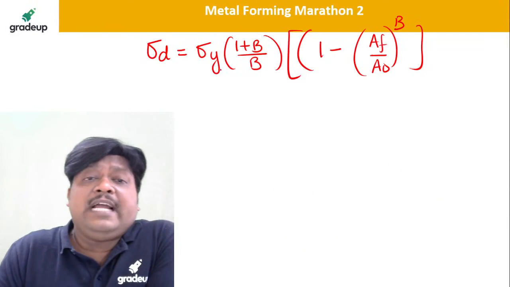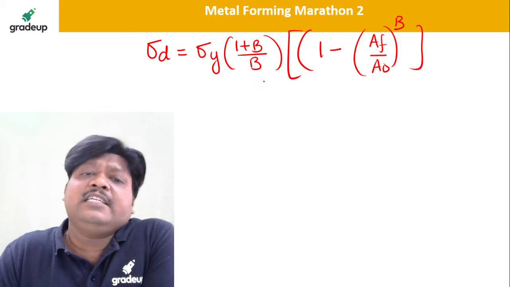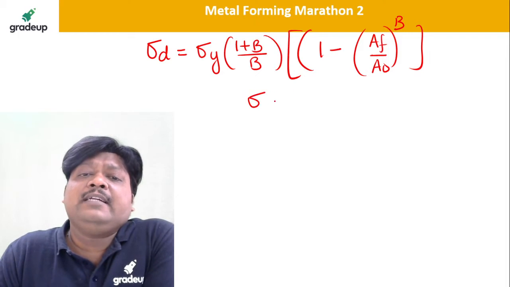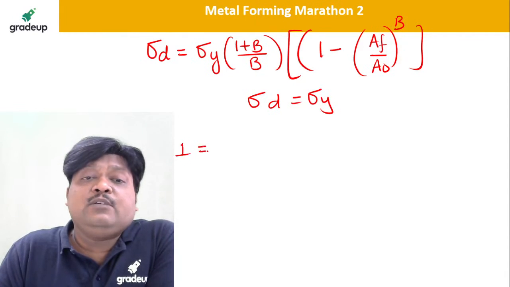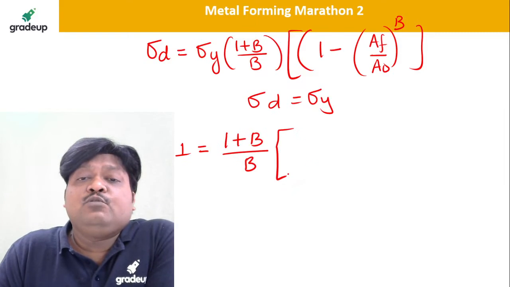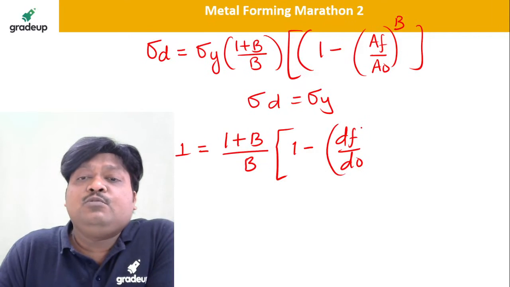Now you know that for the maximum possible reduction, to get the minimum passes, sigma d and sigma y should be the same. That is nothing but the maximum possible reduction case. So I will write here 1 = (1 + B)/B × [1 − (d final / d original)^(2B)]. That you know very well.